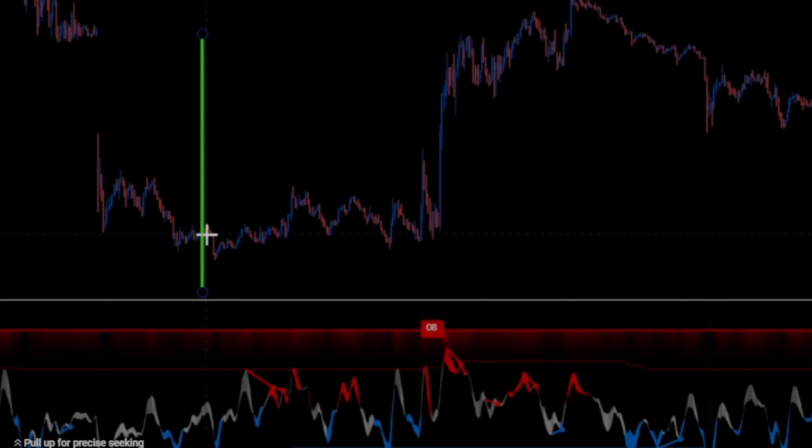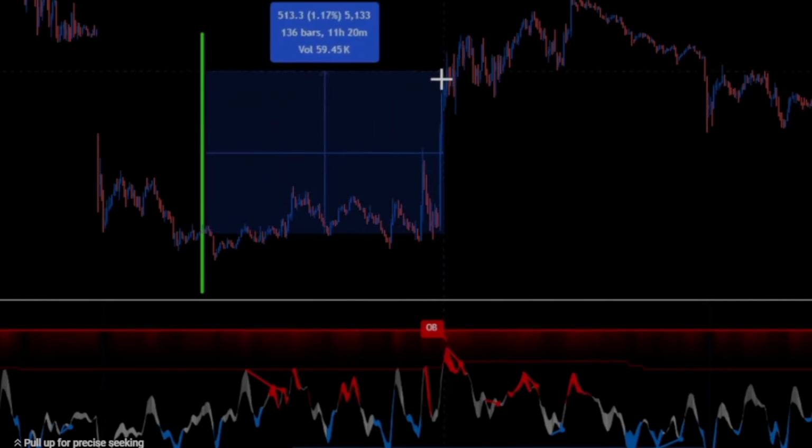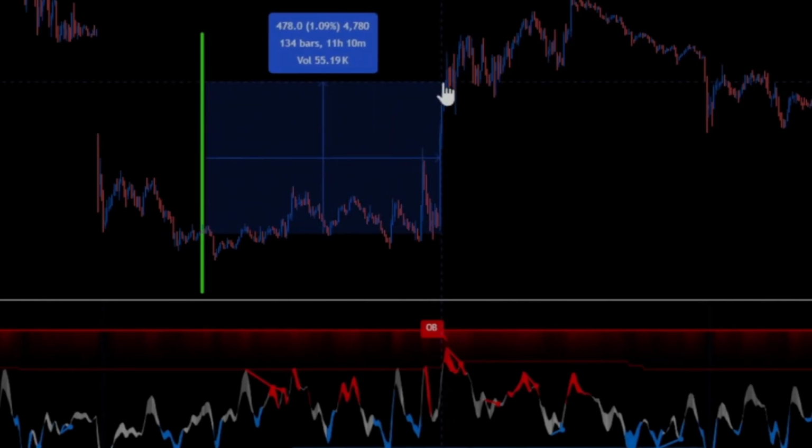Also, if you're using RSI, stop right now and use this indicator instead. Watch this video because this one is gonna help you become way more profitable.